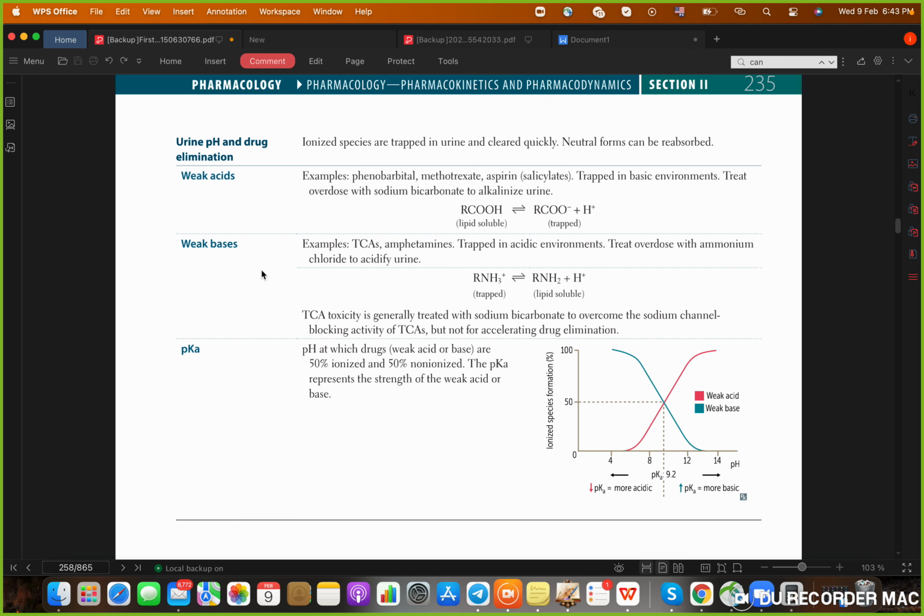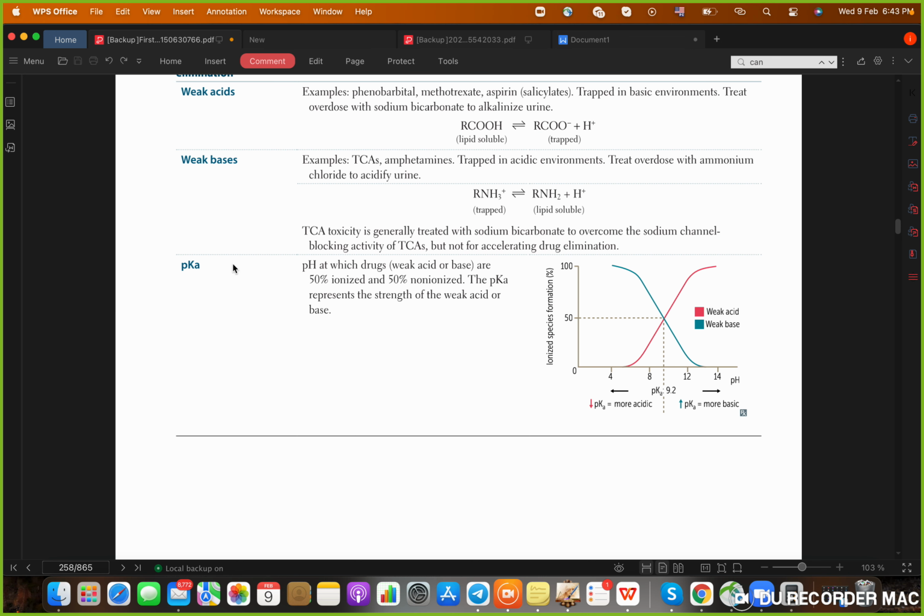Okay, now the weak bases. The weak base examples go as follows: the TCAs and amphetamines. I have to say, TCA is a really bad example because it's not why we use the drug, okay? It's not why we acidify the urine, I mean.